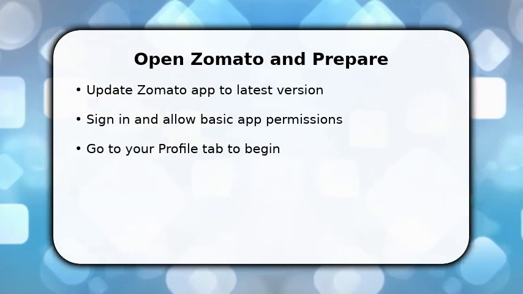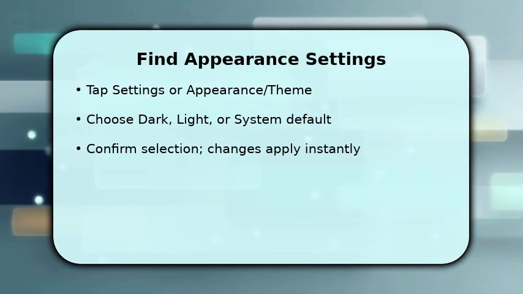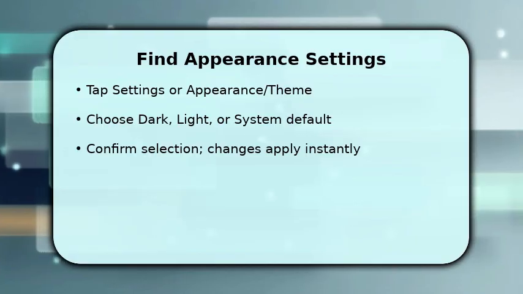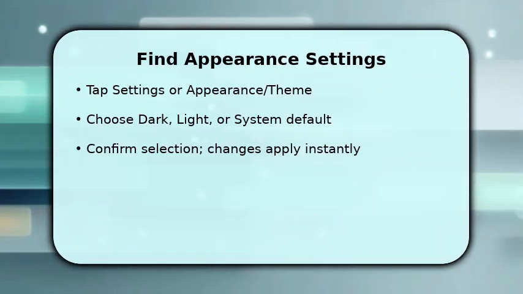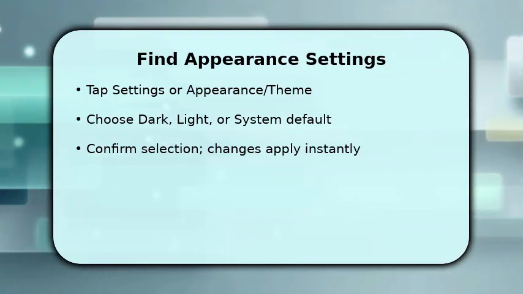You're in settings now, so locate appearance or theme, sometimes under display or app preferences. Tap it to reveal dark, light, and system default. Choose dark to force night mode or system to match your phone. Toggle the switch or select the radio button, then watch the UI convert.